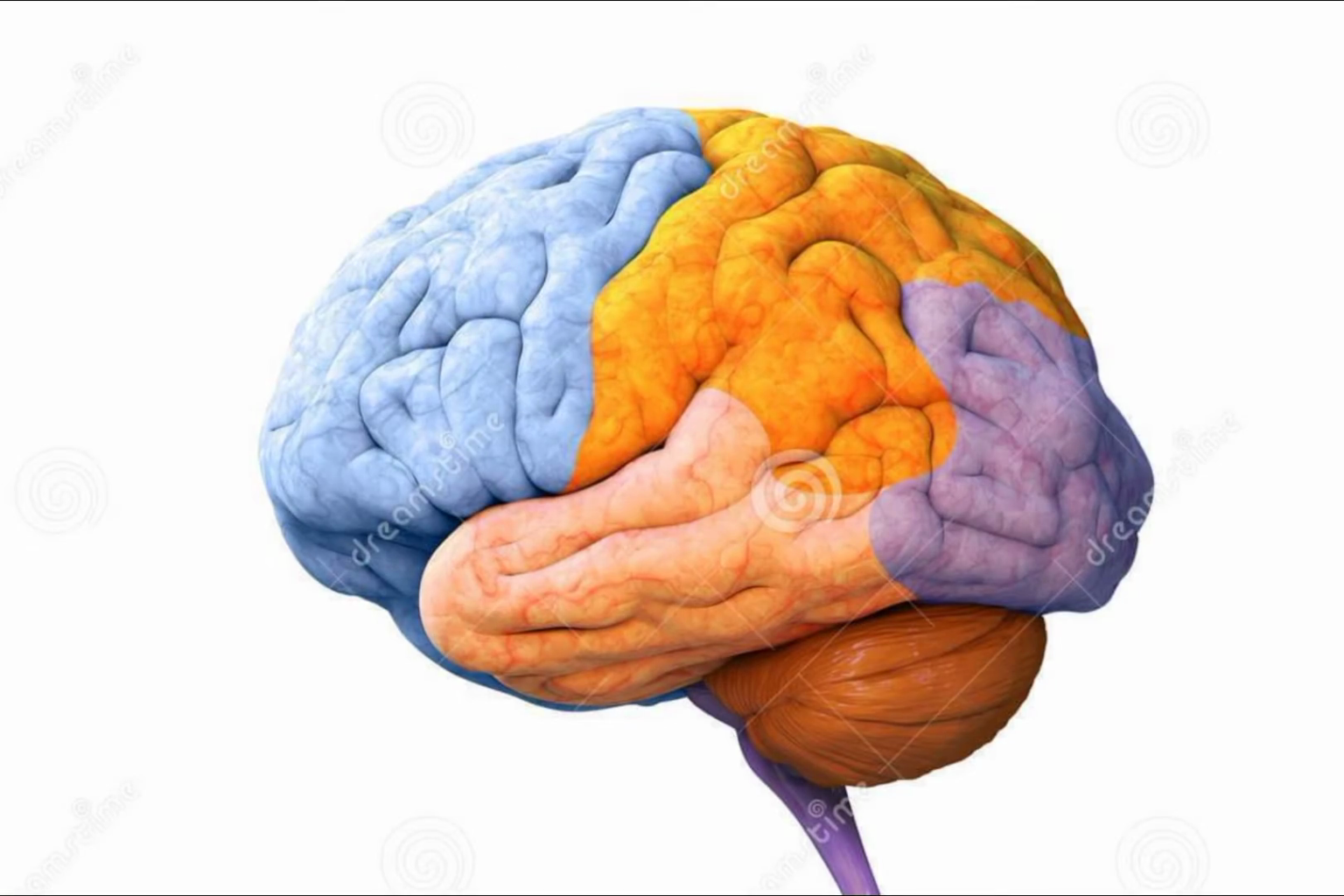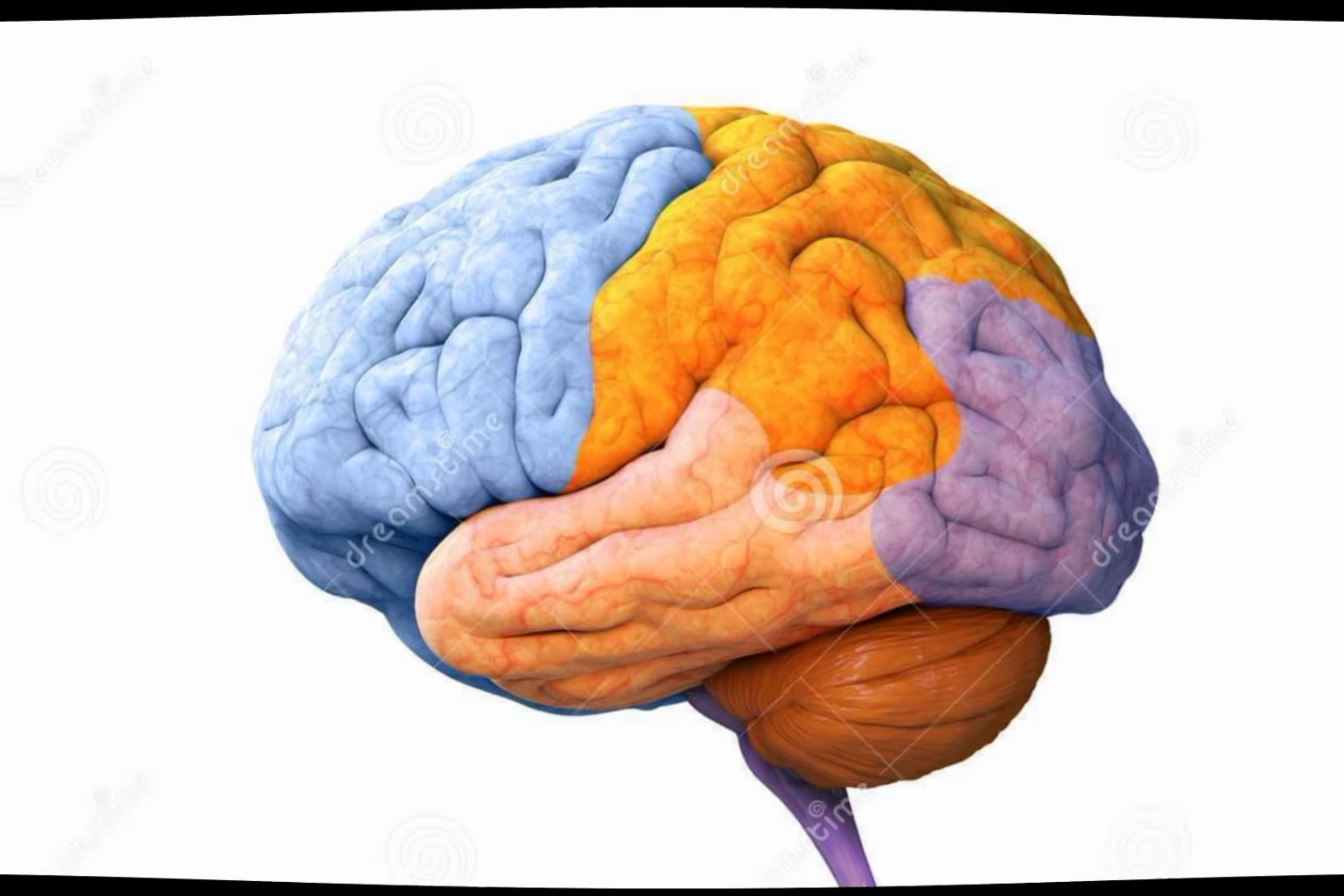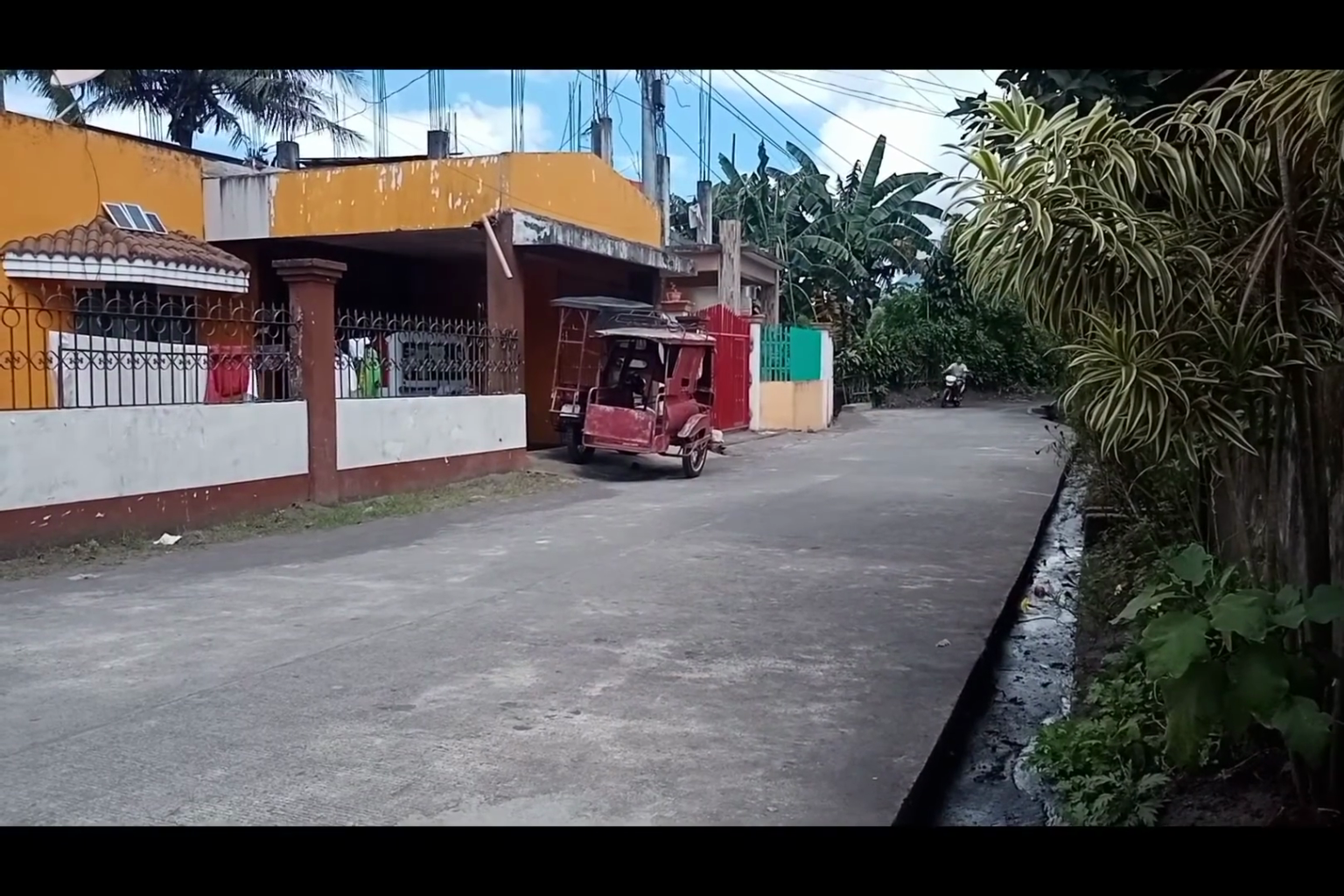Lastly is the cerebellum. The cerebellum is found at the back of the brain. It improves coordination and mobility related to motor abilities, particularly those involving the hands and feet. One of the examples is while I'm driving a motorcycle.